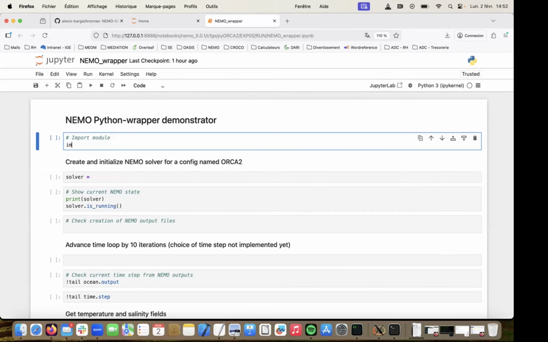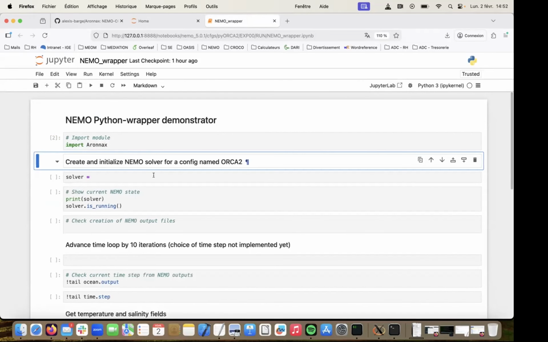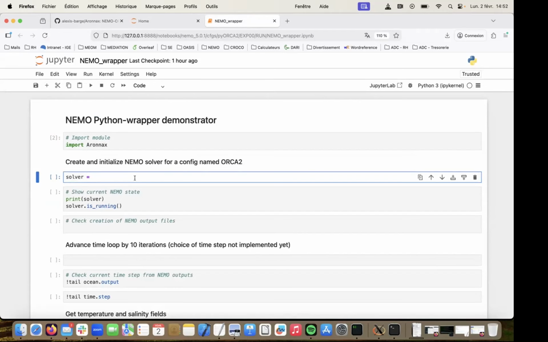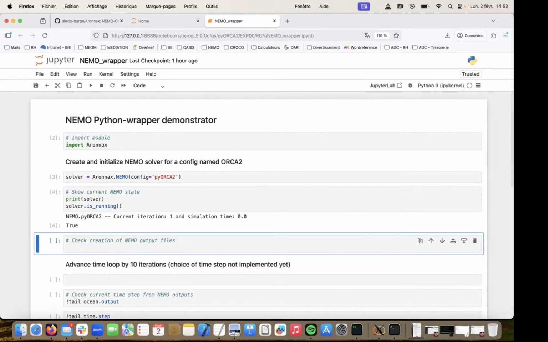So here we are. We start by importing the Python wrapper Aronnax. And then we can start an instance of NEMO from the package, and I give it a name. So let's say Biorca2. Now NEMO is starting up, and I can print the current state of NEMO. We have here the instance of NEMO with its name Biorca2. Current iteration is 1 and simulation time is 0 because it just started.